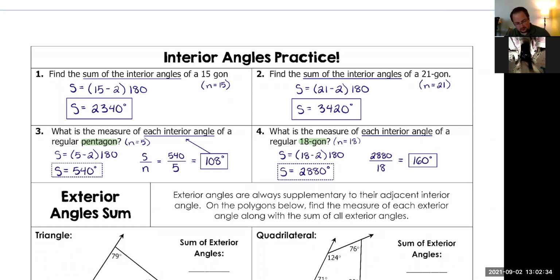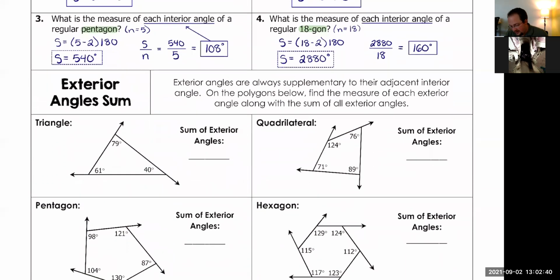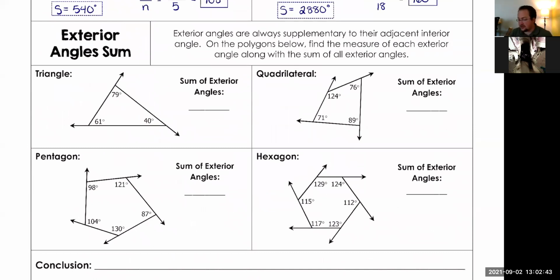Now, similar to what we did with triangles, we're going to talk about an exterior angle. We first introduced the idea of an exterior angle way back when we introduced triangles to begin with. And that was when we said the exterior angle equaled the sum of the 2 non-adjacent angles. Here we're doing something a little bit different.